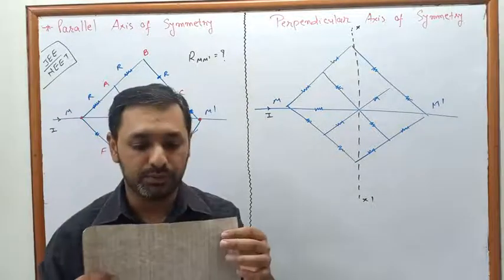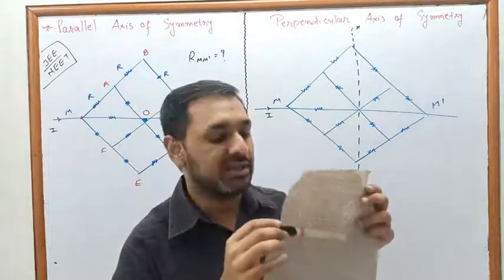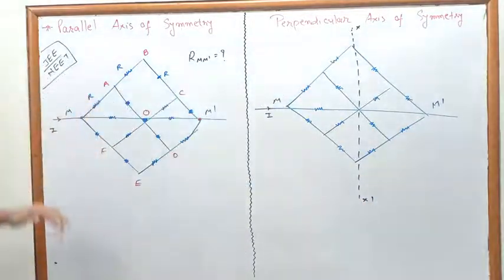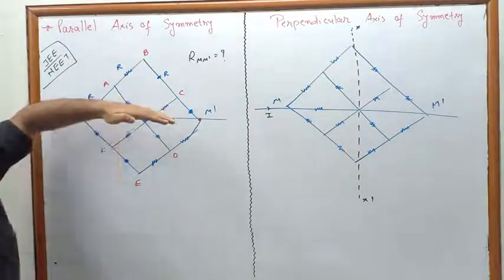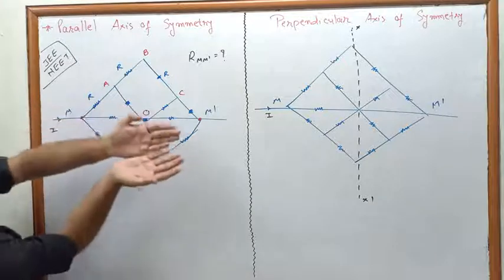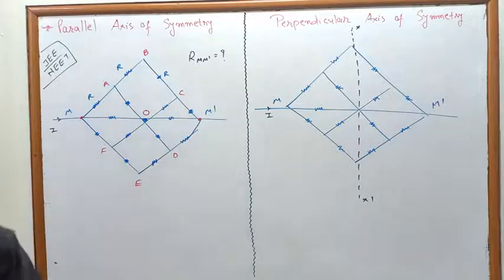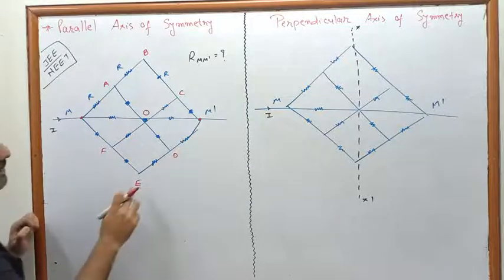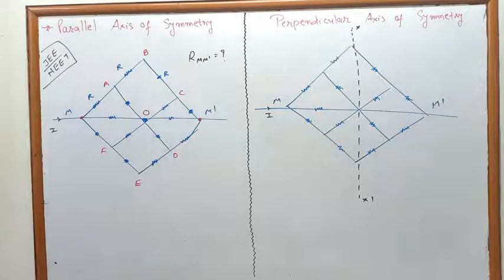Suppose this is your network, and this is your parallel axis. In that case, you can fold the network from the axis. So from this M dash, you can fold the network. Suppose this is the parallel axis, then fold the network. If you fold the network, F and A will be overlapped, E and B will be overlapped, and D and C will be overlapped. So your new network will be like this.